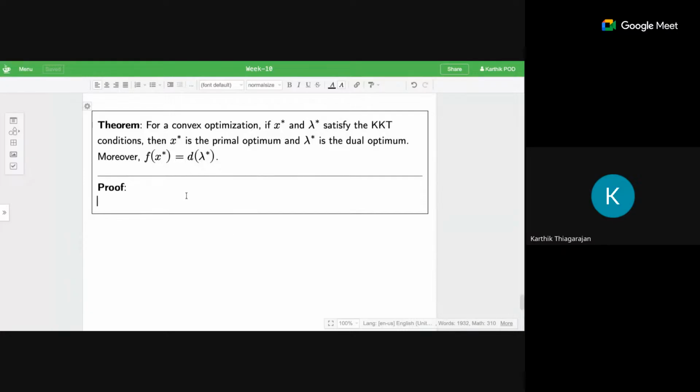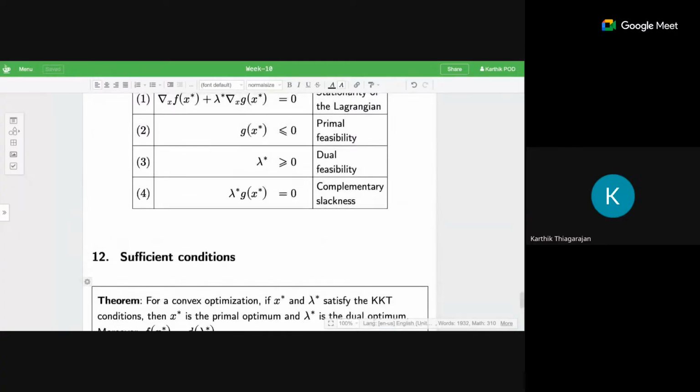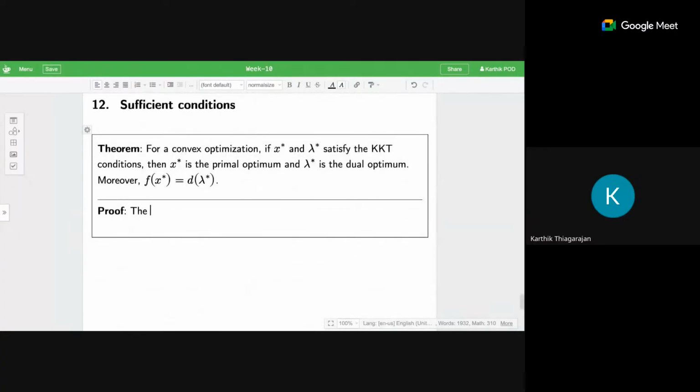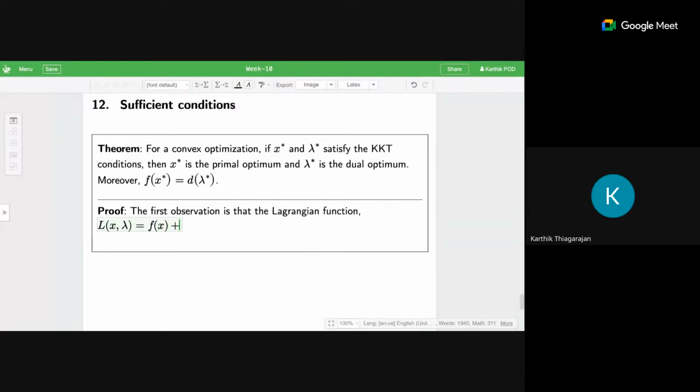So what is the proof of this? Suppose x star and lambda star satisfy the KKT condition. That's where we start. The proof is interesting because it brings together whatever we have been studying regarding convex functions. The first observation is about the Lagrangian function. What is the Lagrangian function? L of x comma lambda is f of x plus lambda g of x.